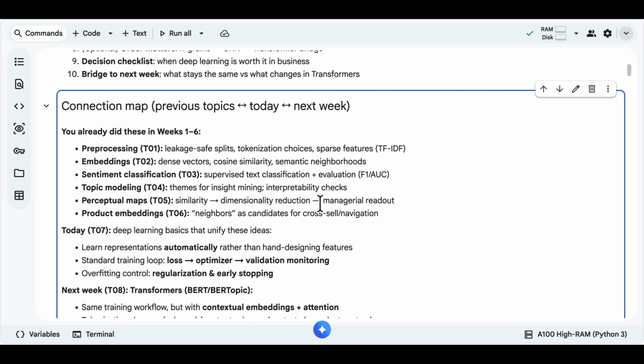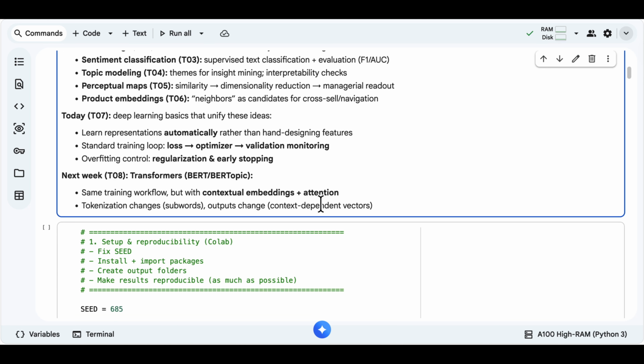This cell reminds us that today is not isolated. Earlier weeks covered pre-processing, sparse text features, sentiment classification, topic modeling, perceptual maps, and product embeddings. Today unifies many of those ideas under one training loop. We will still represent text, learn similarity, and evaluate model quality, but now the representations are learned automatically. Next week, the same training logic stays in place while the representation becomes contextual and the main architecture becomes attention-based.